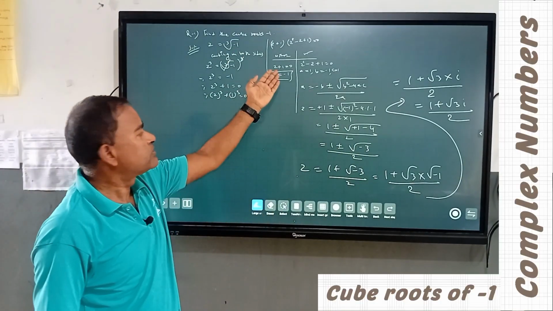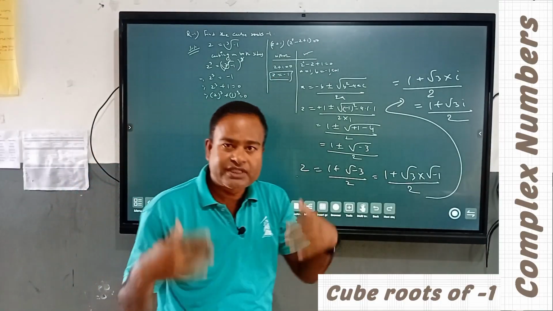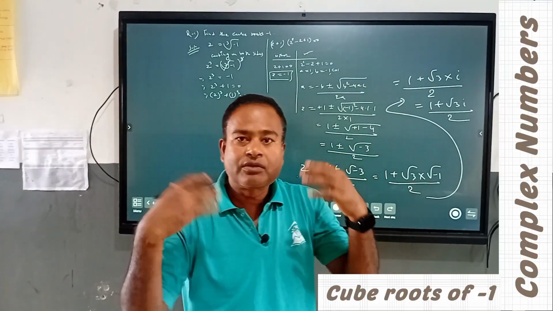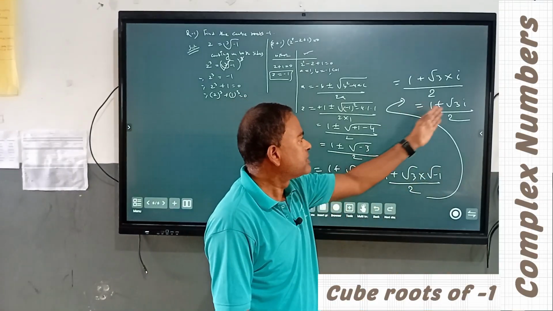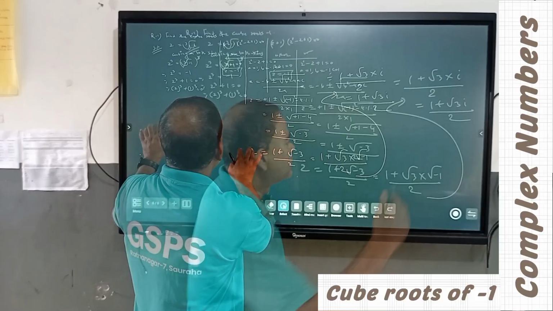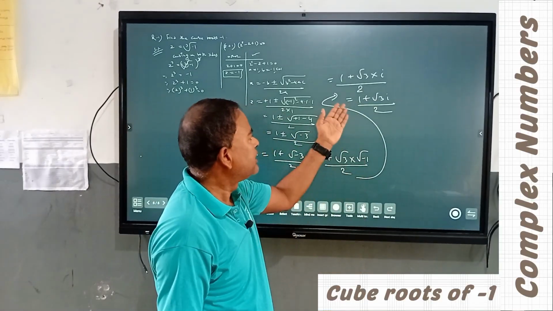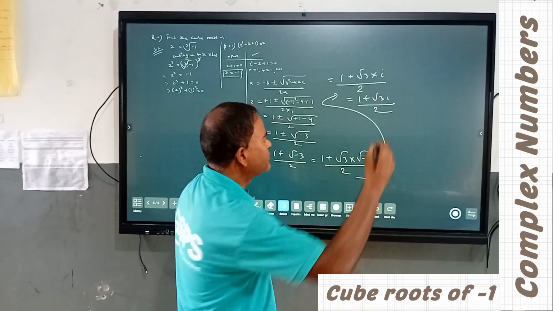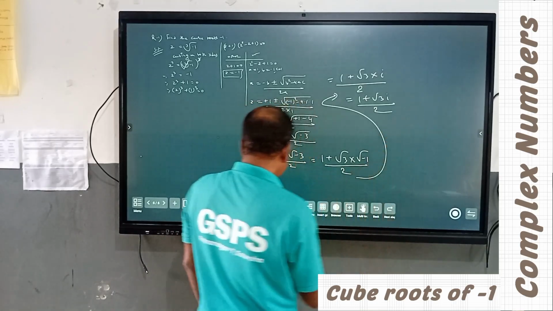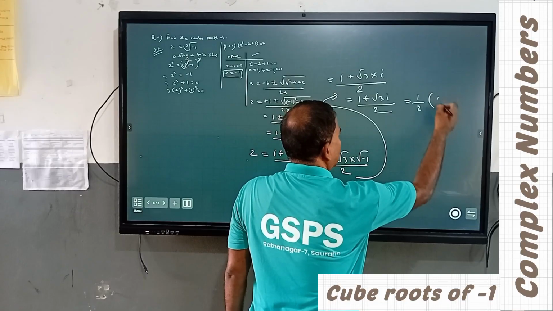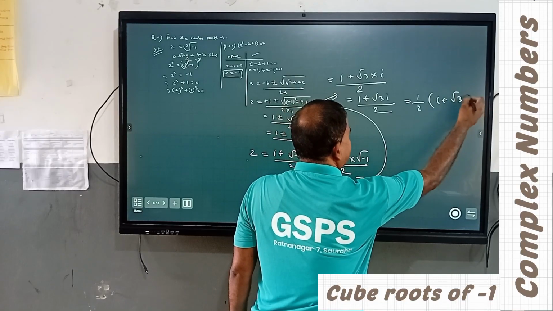So the first cube root we have got is a real number, -1, and the second cube root we have got in complex number form: 1 plus root 3i over 2, which we can write as 1 by 2 times 1 plus root 3i.